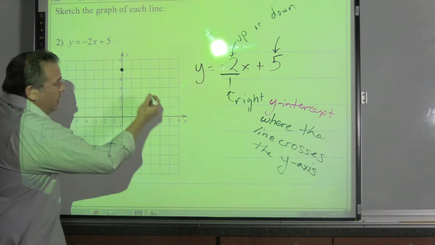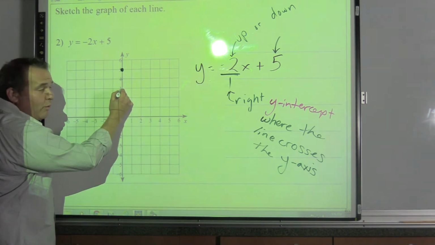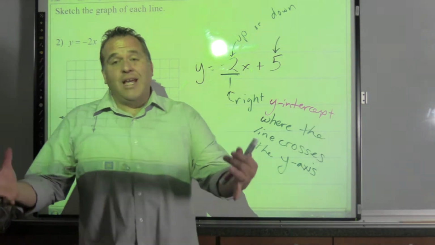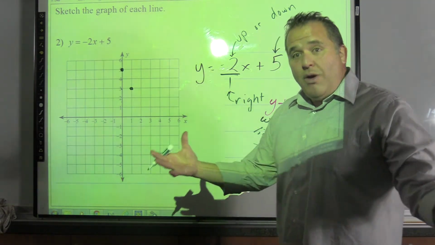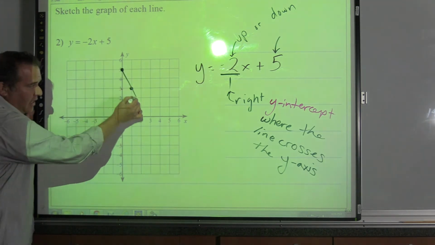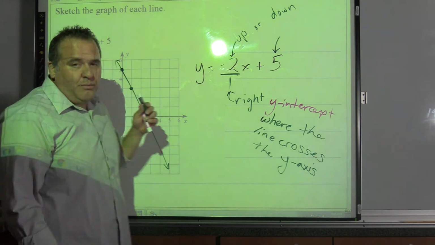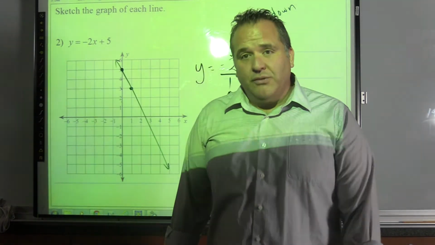So take a look now. From here, we go down 2, 1, 2, and then to the right 1. Boom, right here. Now, once we got this, we have our 2 points. Now we can just connect these dots, and we'll have our line. So take a look now. Watch. We're going to connect these dots. Look at that. Boy, that's a pretty line, isn't it? And there we go. That's our line of y equals negative 2x plus 5.